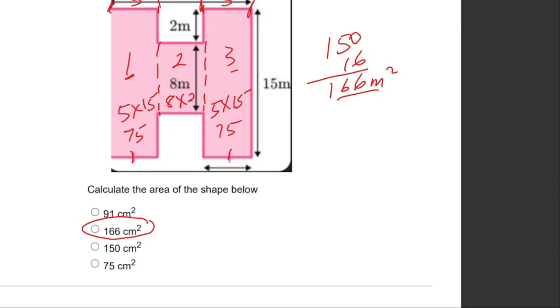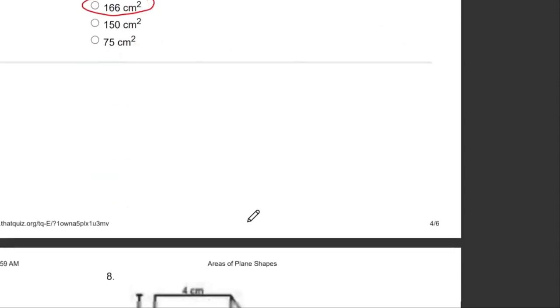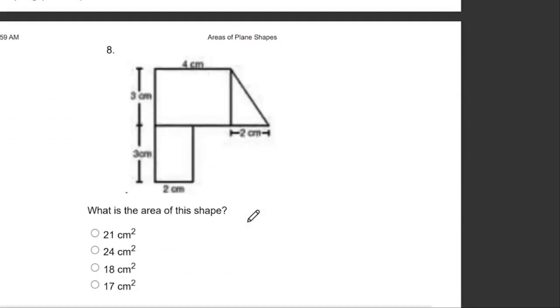Alright, so we'll move to the next one. Question 8. So this is area of composite shape again. So let's have to calculate this. Alright, so if you look at this, it has been divided for us already. So we have, this is the first one. Let's say A, this is B, and this is C.